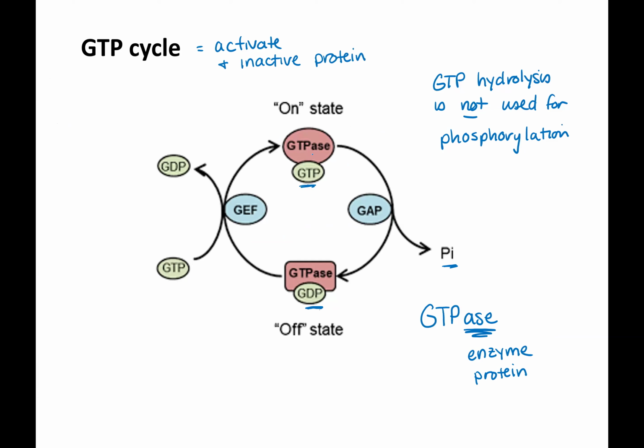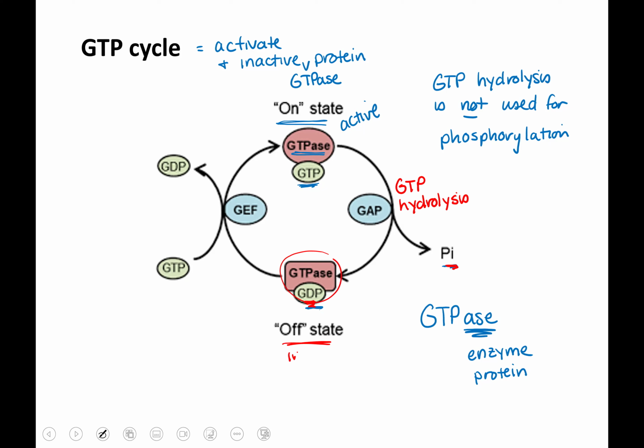And in this case, it's the GTPase that's being activated or inactivated. So when an enzyme called GTPase binds to GTP, it's on, it's active. When GTP is hydrolyzed to GDP, so it's lost that phosphate, now this enzyme is off or inactive.